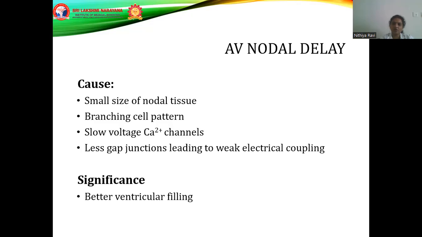So is it a problem that there is AV nodal delay? No. It in fact has a very important physiological significance. This delay helps in better filling of the ventricular chamber, so that the ventricles get filled adequately during this AV nodal delay.